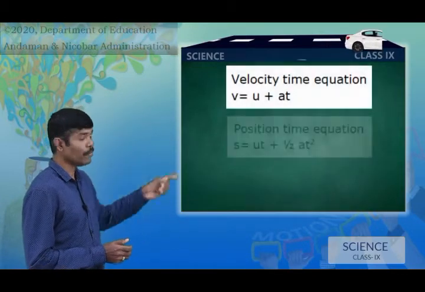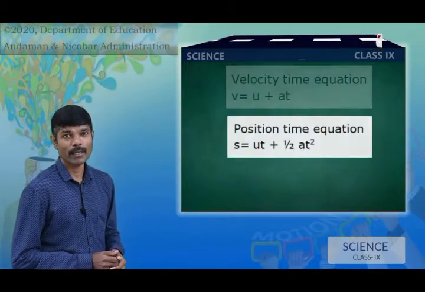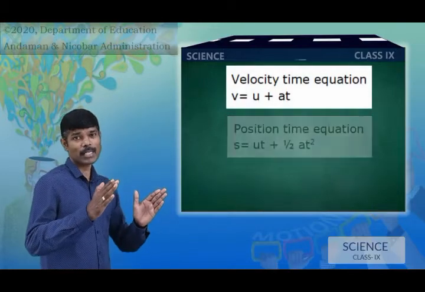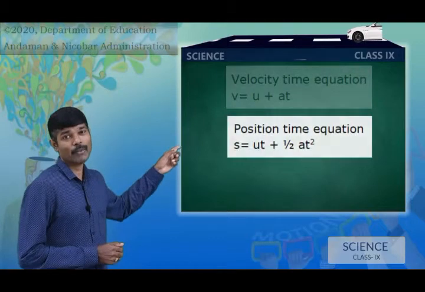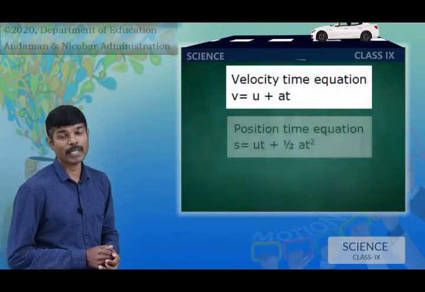Look at the second equation. Here s is equal to ut plus half at square. That means at a particular time, whatever distance is covered can be calculated by using the second equation. The second equation is also known as the distance time equation or position time equation.